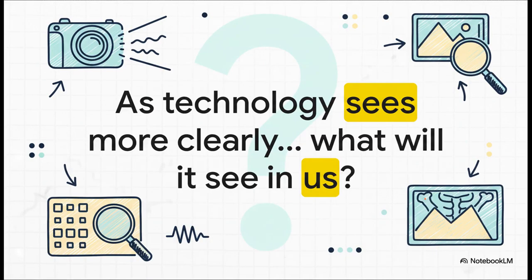And that kind of leaves us with one final thought to chew on. We are building technology that can see with superhuman clarity, revealing things that are totally hidden from our own eyes, and everything from medical scans to pictures from space. So the question is, as this technology keeps getting better and better and starts to see more clearly, what will it ultimately see in us?